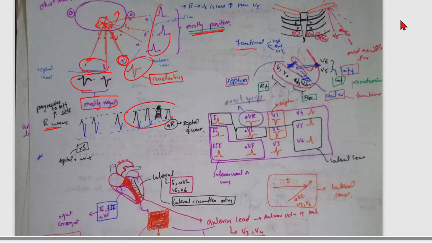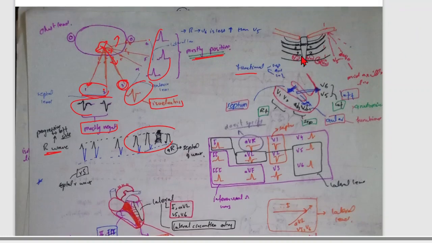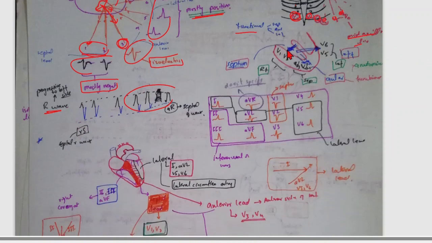Now let's come here and see the places where we place the leads. The first one is on the second intercostal space. Is it the third? We place leads in this area like V1, V2, V3, V4, V5, and V6 in the axillary line. In the mid axillary line we take V6. Now if you see, V1 and V2 actually monitor the septal leads from the right side.